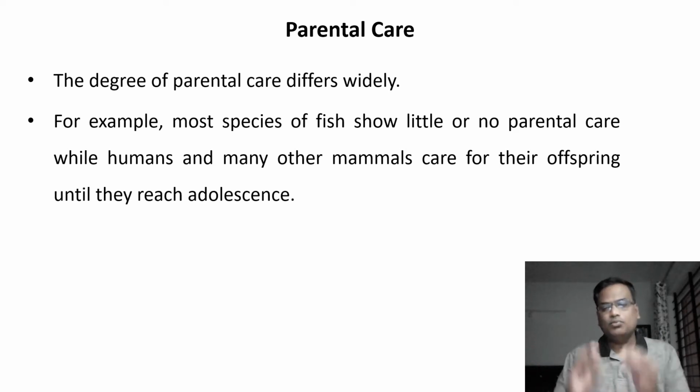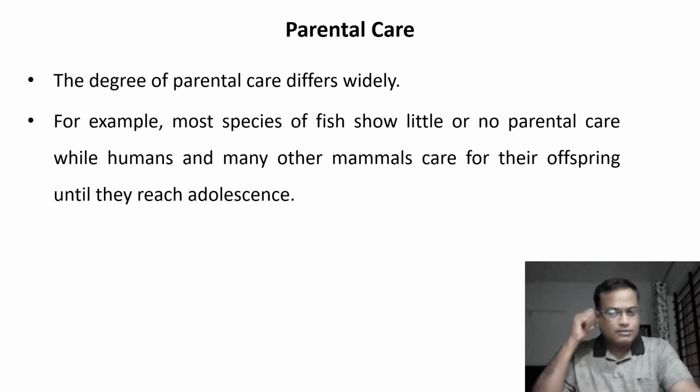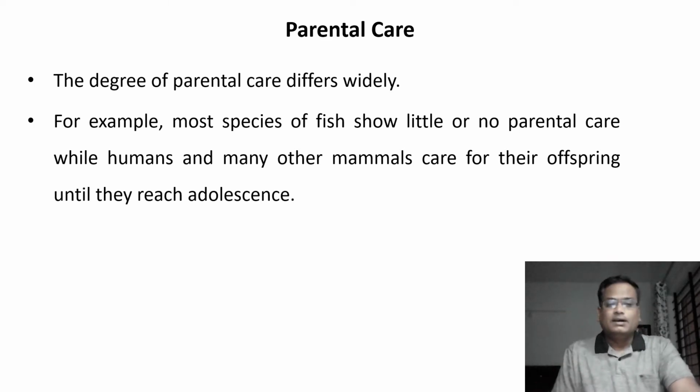The majority of fish species release their eggs and sperms, their gametes, into the water and they forget. They never bother about what happens to the eggs and the young ones. So in nature, the young ones and eggs have to survive at the mercy of natural forces. Environmental factors are going to decide whether they will survive or not. That is how you find the difference.